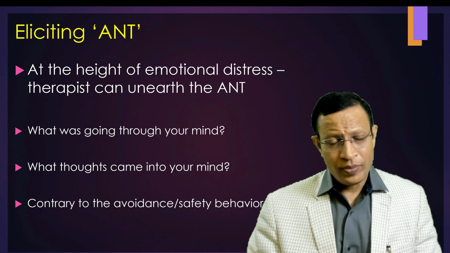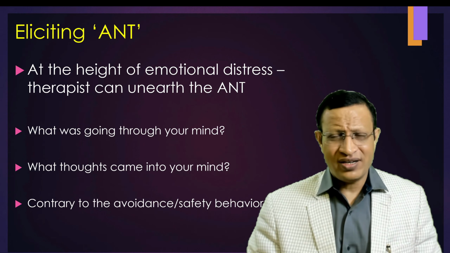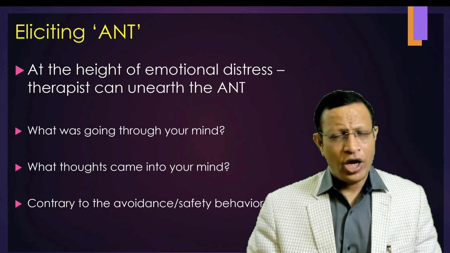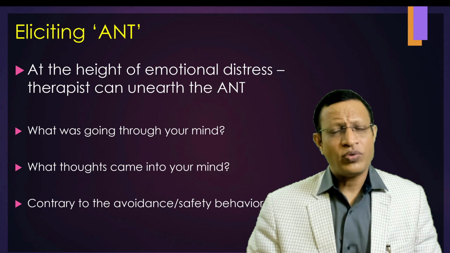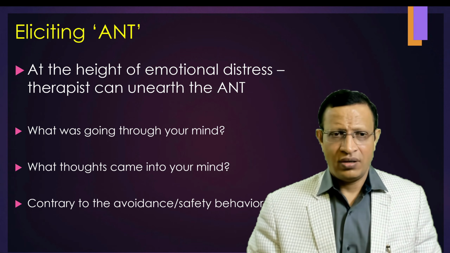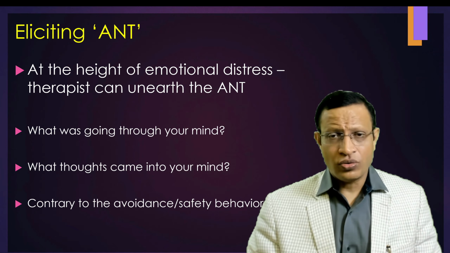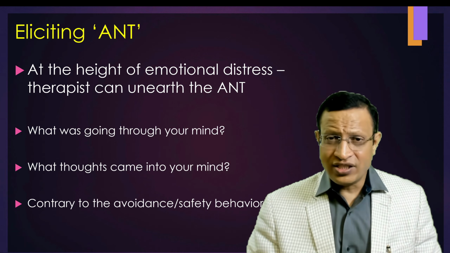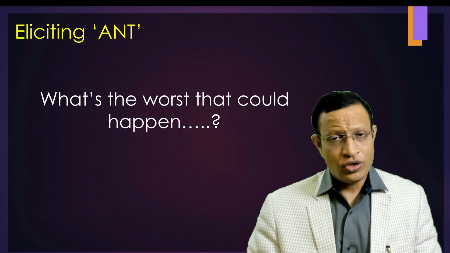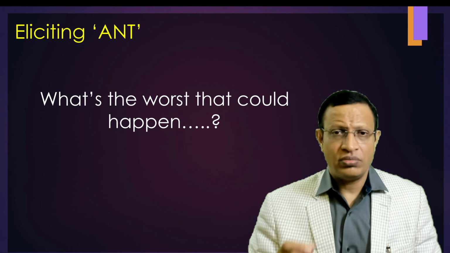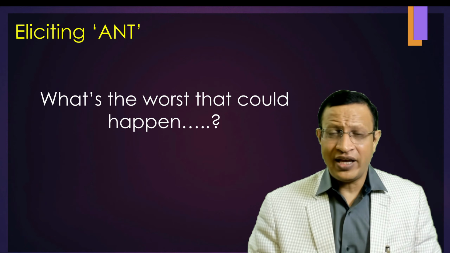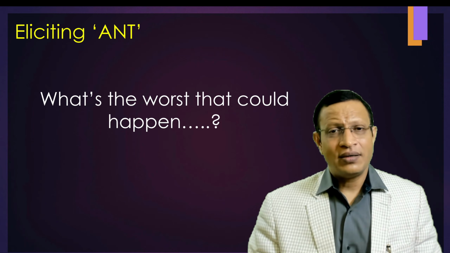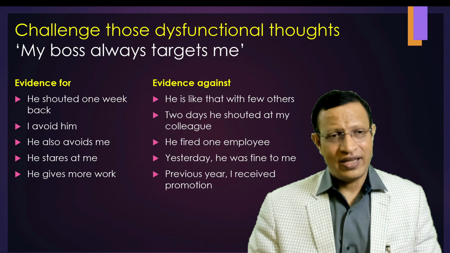And you need to elicit automatic negative thoughts. At the height of any emotional distress, the therapist can unearth automatic negative thoughts. Whenever the patient has an emotional outburst, ask him what was going through your mind at the height of your emotions. What thoughts came into your mind? And also, what avoidance or safety behavior was there before this? So these are the important things you need to ask. At the same time, you need to ask what's the worst that could happen to you if you do public speaking, especially in patients with social phobia. So those things will help the patient who is misinterpreting the clues or the events.